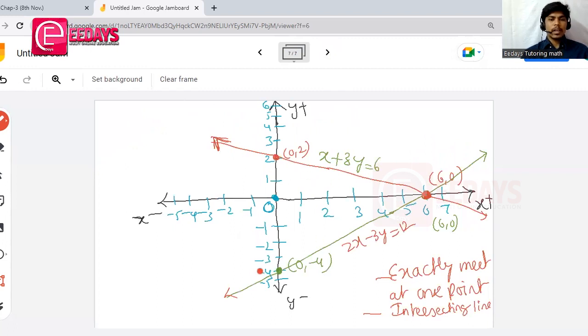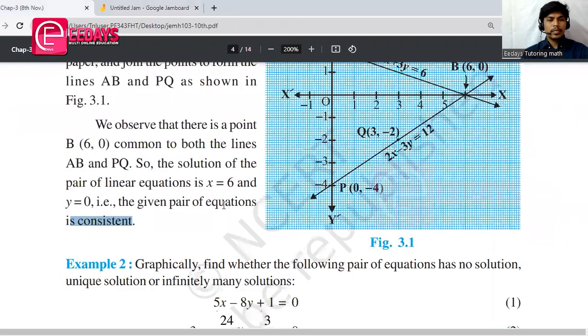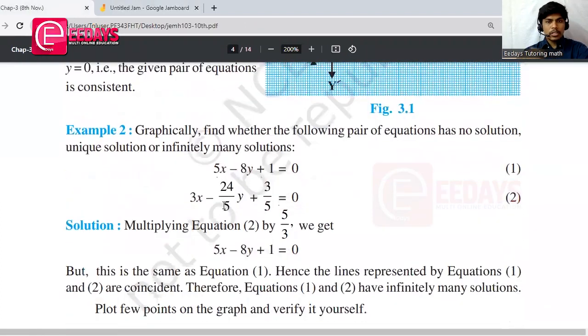This graph is different. I mean, this is a separate line, this is a separate line. The two lines meet at the point 6 comma 0. Okay, all right. So that's the first question. Now let's start the second question.